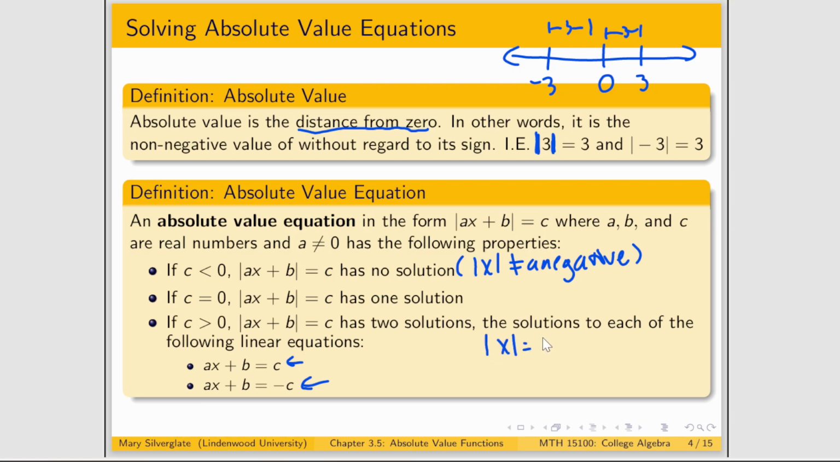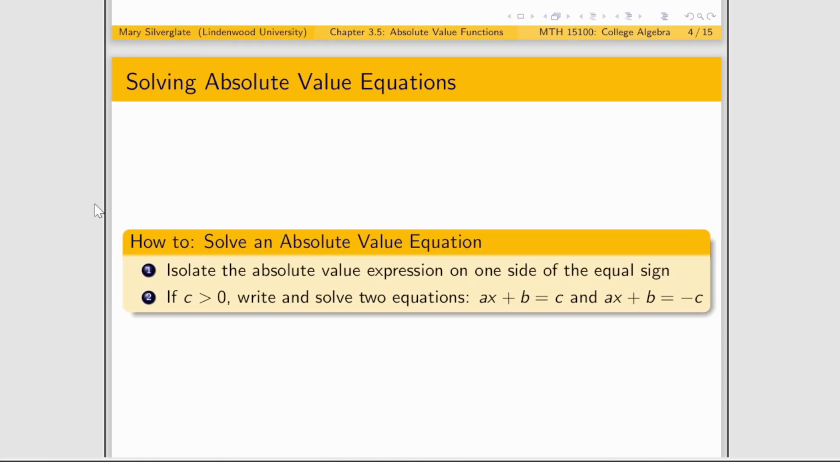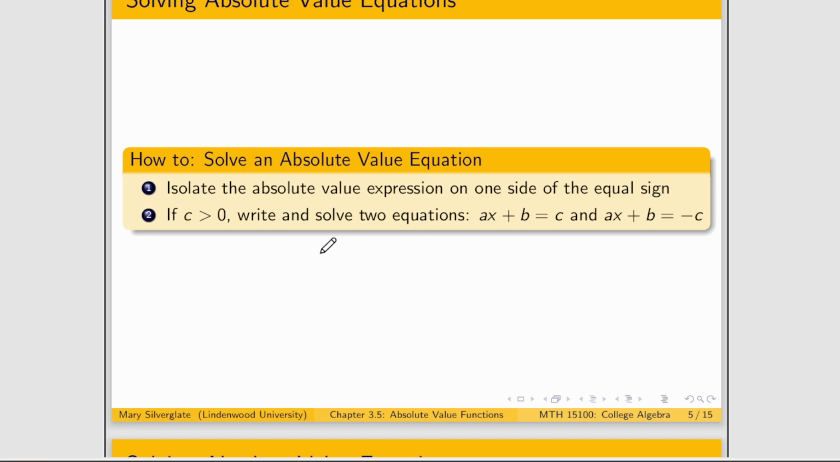In a simple case, if the absolute value of x is 3, that could mean that x is equal to positive 3 or x is equal to negative 3, because the absolute value of 3 is 3 and the absolute value of negative 3 is 3. If I put something a little more complicated in there, like x plus 1, then either x plus 1 is equal to 3, and I could solve that, or x plus 1 is equal to negative 3, and I could solve that. And that's exactly how we solve these absolute value equations.